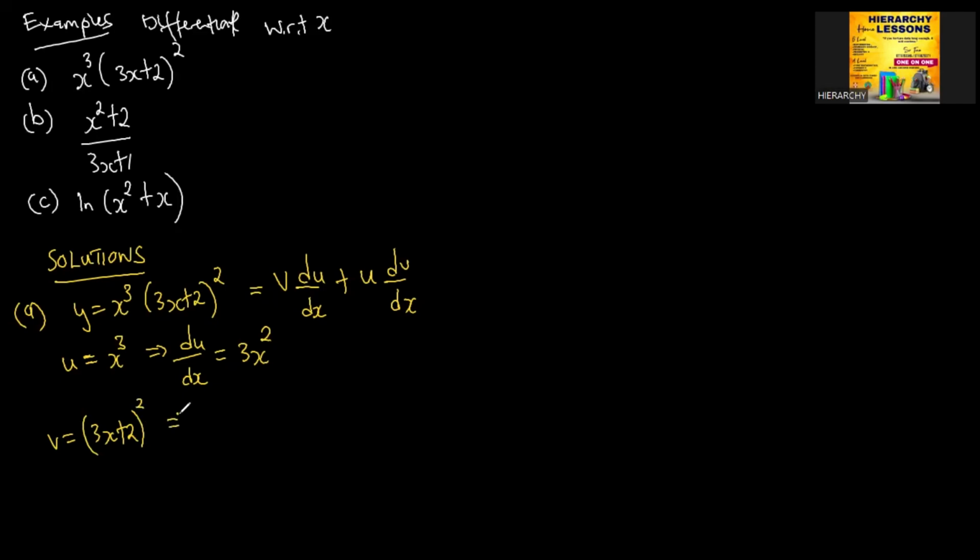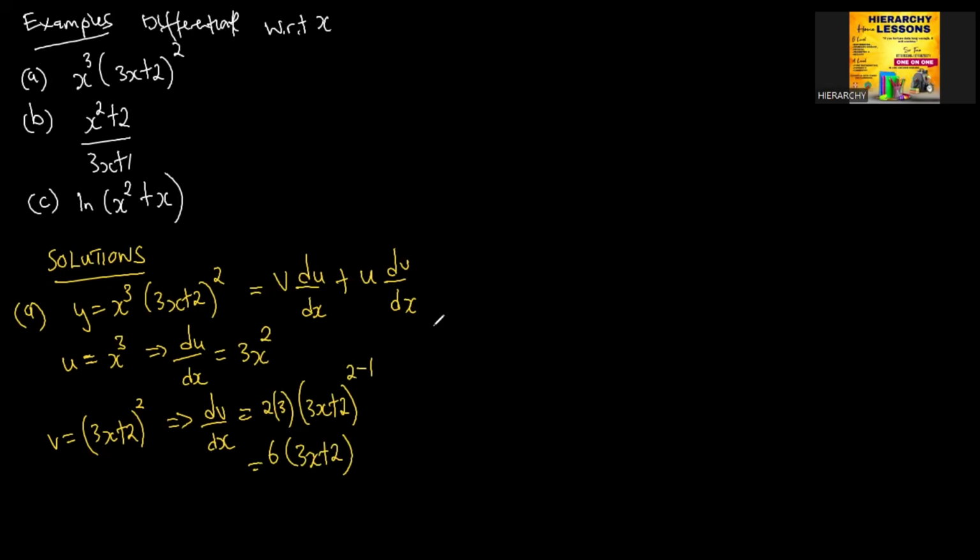And how do we find the derivative dv/dx? That's the technique we just did earlier, the last technique we did. We drop the power, which multiplies the derivative inside here. So it's 2 times 3, and then 3x plus 2 to the power 2 minus 1. So we subtract 1 from the power, which means we have 6 times 3x plus 2. That is dv/dx.